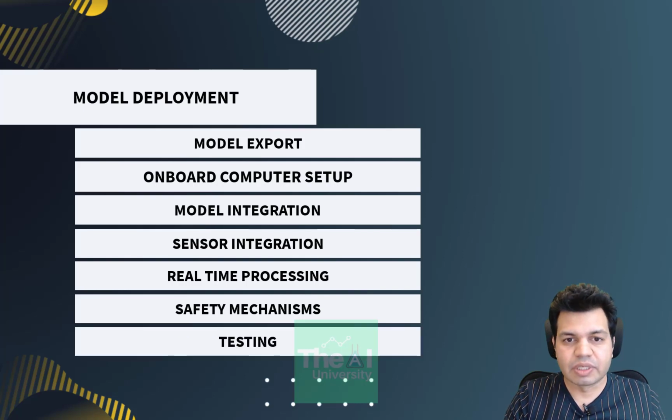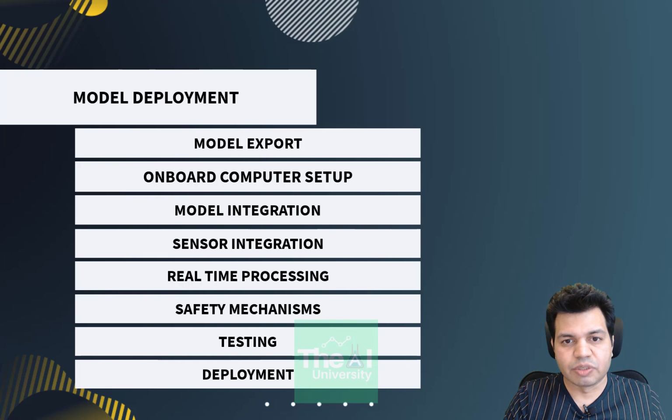Then the next sub-step is testing. Here the onboard computer and machine learning model are tested in various scenarios to ensure they work correctly and safely in a real-world environment. And then the next sub-step is deployment. So once testing is completed, the onboard computer and machine learning models are deployed on the self-driving car. The car's software and hardware are updated to the latest version.